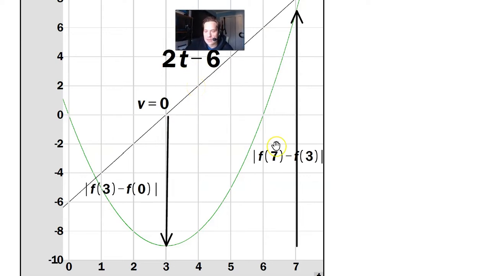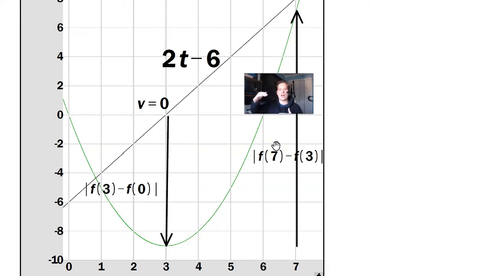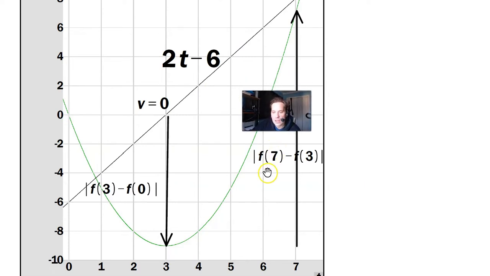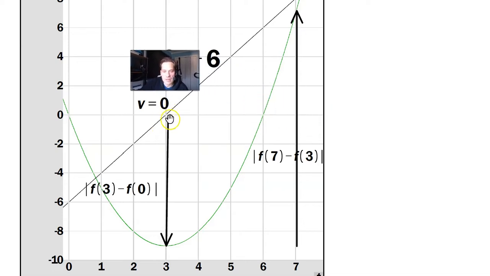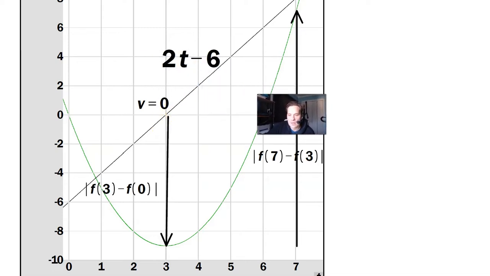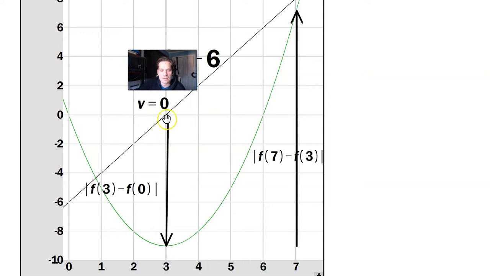So that means you would compute the distance traveled there by doing f of 7, which is where we decided we wanted to stop our motion, minus f of 3, which is not arbitrary. The fact that this is a 3 below me right there is important to understand. It is where the velocity switches from negative to positive. So this 3 is not an arbitrary number. It's a very specific number present because it's where the velocity switches from negative to positive in this particular example.